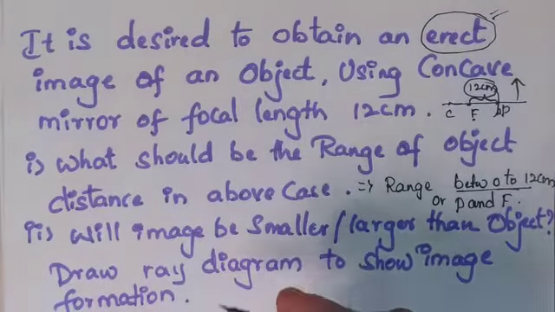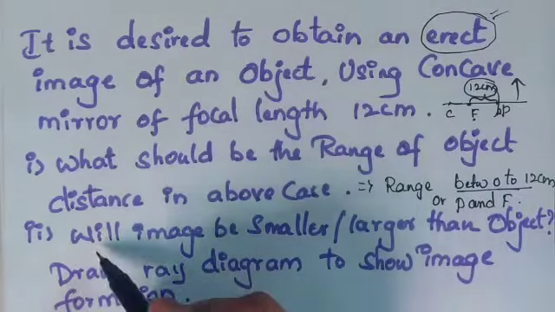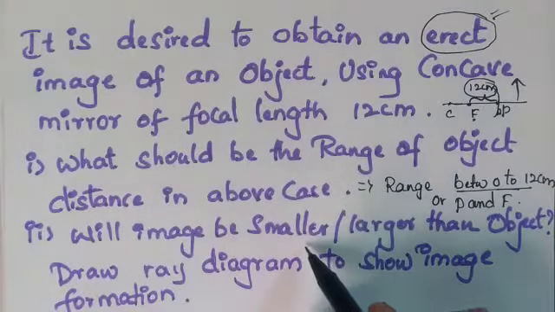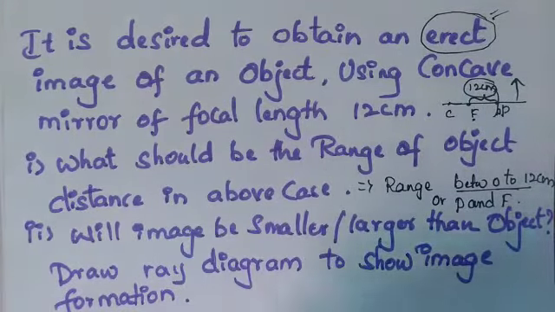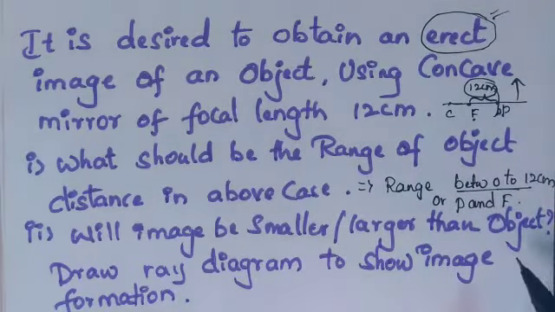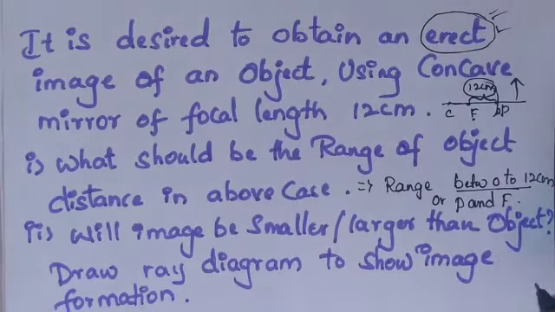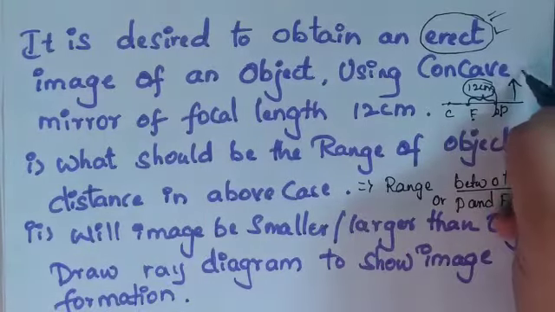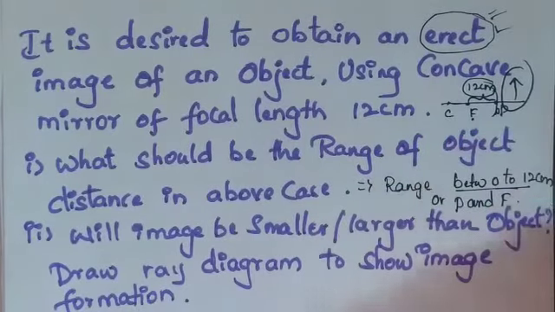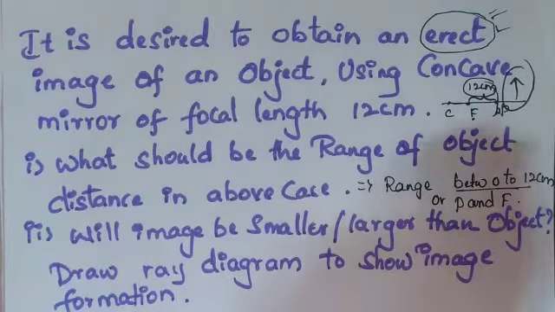Now let me go to the second one. Will the image be smaller or larger than the object? Draw the ray diagram to show the image formation. Whether you get a smaller or larger image when you consider an erect image in the case of a concave mirror: the image which forms erect, behind the mirror, will be larger than the object.